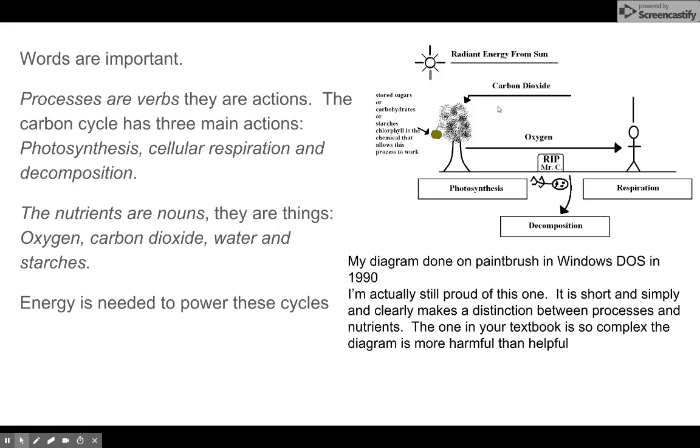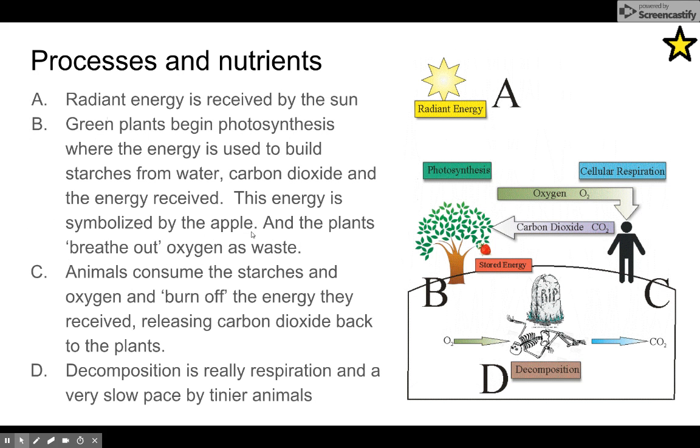Photosynthesis is the process by which plants take in carbon dioxide, build stored sugars, and release oxygen. Energy is needed to power this cycle. So radiant energy in the sun lands on green plants. Mushrooms don't count. They photosynthesize, which allows them to use carbon dioxide, produce oxygen, and this is the part that you may not know. They store the energy.